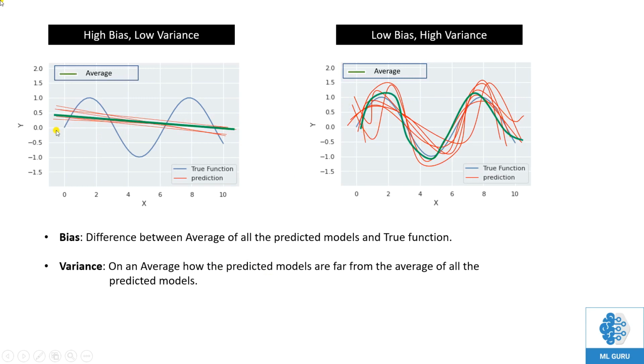And if you look from the average model point of view, you can see that this green line is close to all these red lines, and on the right side you see that this green line is different from all these red lines, so you can get the intuition of variance.